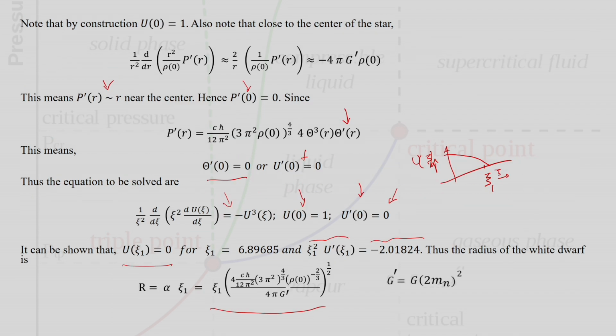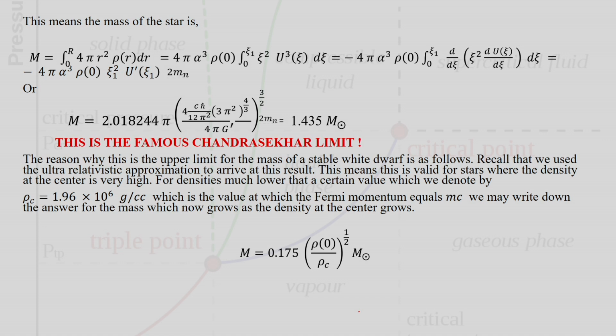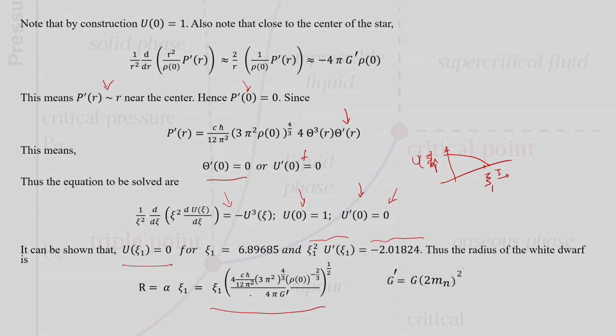Okay. So, you can see that the radius of the star is kind of inversely related to the density. Larger the density, smaller the radius. So, if the density of the star at the center is very huge, the radius of the star is very small. Okay, so let us see the mass of the star. It is not surprising that the radius of the star is inversely related to the density at the center.